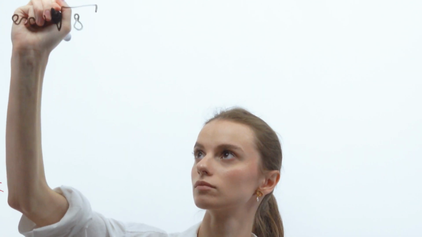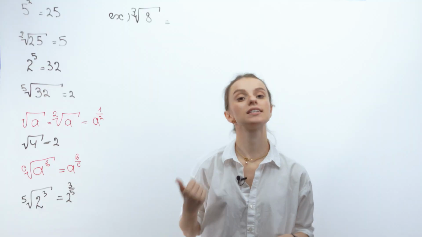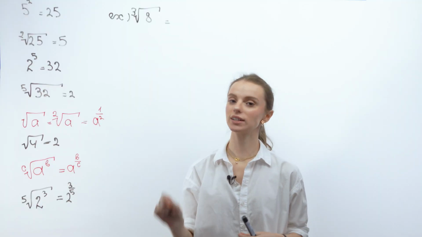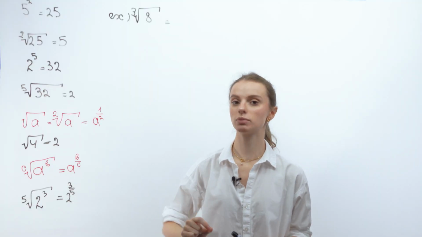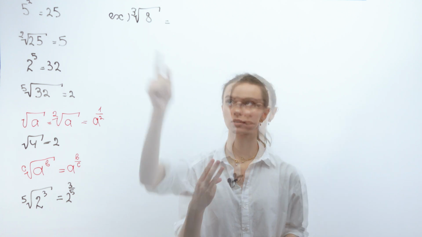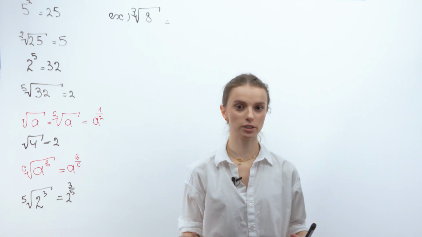In this example, I have cube root of 8. What does it mean? It asks you, what number do you need to multiply by itself 3 times to get to 8? That number is 2.